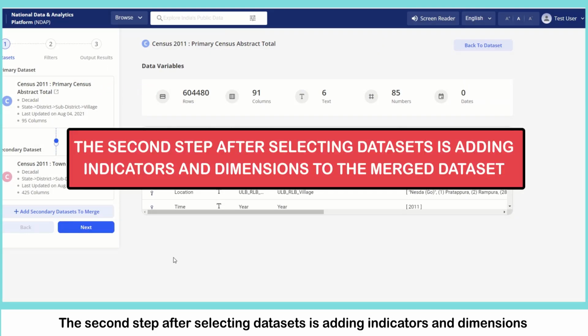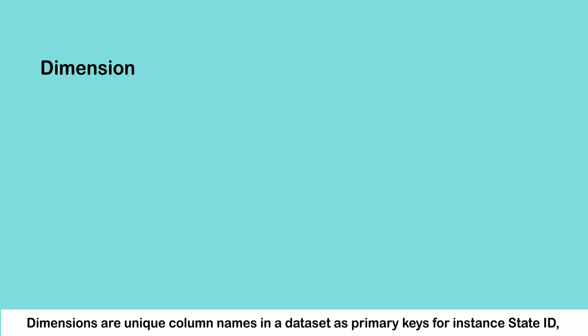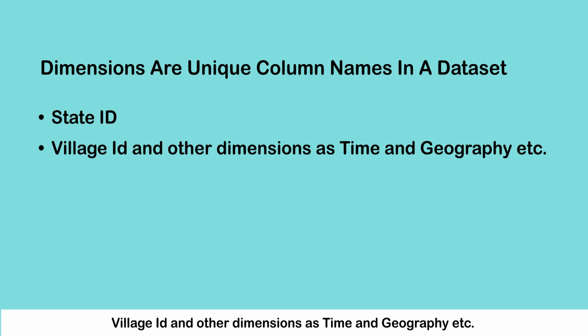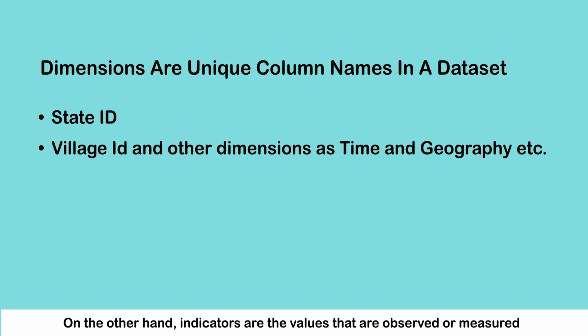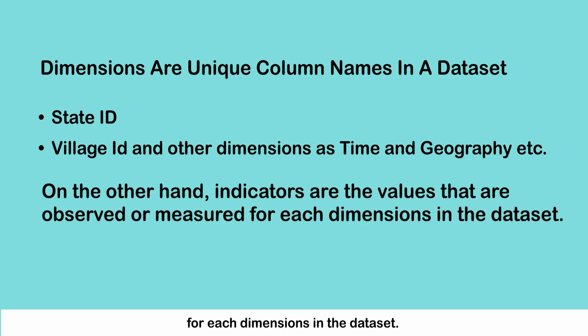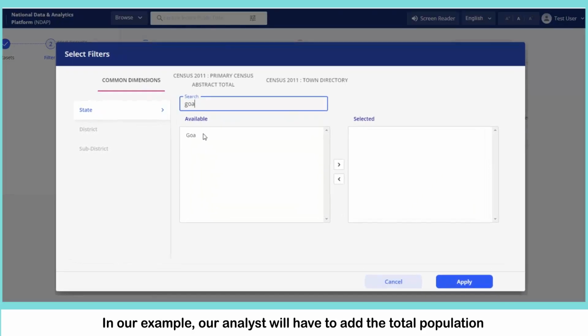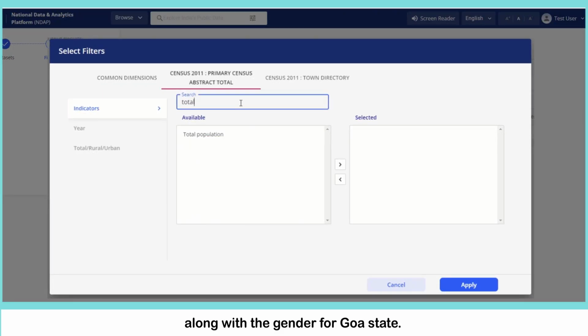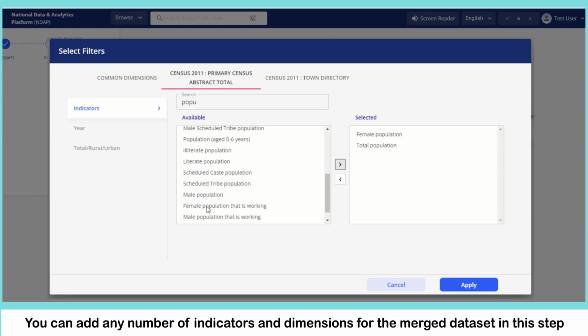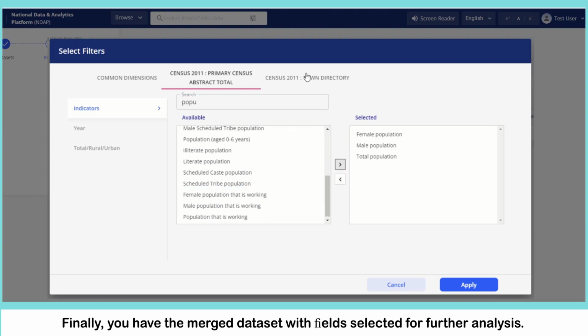The second step after selecting datasets is adding indicators and dimensions to the merged dataset as per your preference from the selected datasets. Dimensions are unique column names in a dataset as primary keys, for instance, state ID, village ID, and other dimensions such as time and geography. On the other hand, indicators are the values that are observed or measured for each dimension in the dataset. In our example, our analyst will have to add the total population along with the gender for Goa state. You can add any number of indicators and dimensions for the merged dataset in this step.